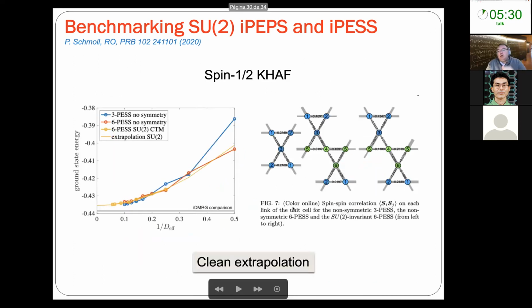All right, since we had this toolbox, we also simulated, of course, the spin 1/2 Kagome Heisenberg antiferromagnet. We had to do it, for completeness. And it works very well. We can get lower energies than without the symmetry. And what we observe is that the extrapolations to infinite bond dimension are actually very clean. And the results that we obtained were compatible with getting a quantum spin liquid, because as we increase the bond dimension with the symmetry, we see that there is a crystal structure that actually tends to melt.